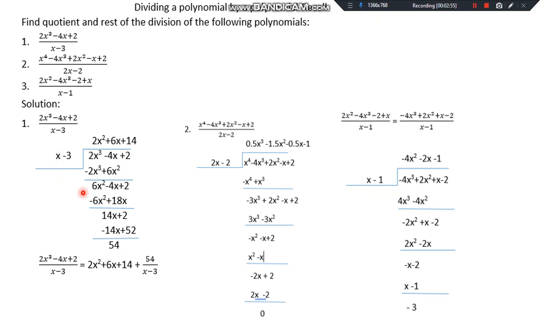6x squared divided by x is 6x. You multiply and opposite sign: minus 6x squared minus 18x, it will be plus 18x. So you have 14x plus 2. 14x divided by x is 14. You're going to get minus 14x plus 42, so the remainder is 44. The quotient is 2x squared plus 6x plus 14. When you divide the second one, the remainder is 0. So this is divisible, and the quotient will be 0.5x cubed minus 1.5x squared minus 0.5x minus 1. This is a grade 10 program, so I need it here for some division.